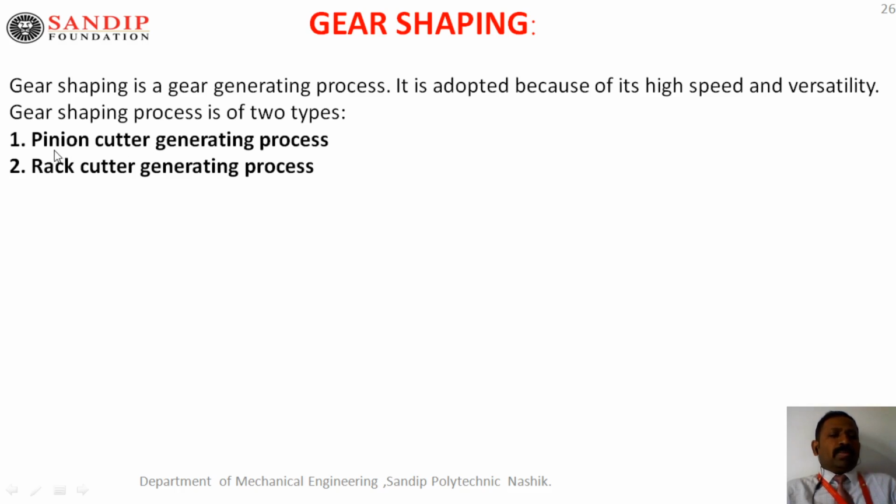So as said, the pinion cutter generating process: the pinion is used as a standard cutter, and the rack is like a linear strip, like a billet, on which to form the gear teeth. So this is the pinion cutter generating process. And in the rack cutter generating process, the rack has standard teeth and is used as a cutter to form the profile on the pinion blank. So the pinion has a blank, so that the gear cutting is formed.